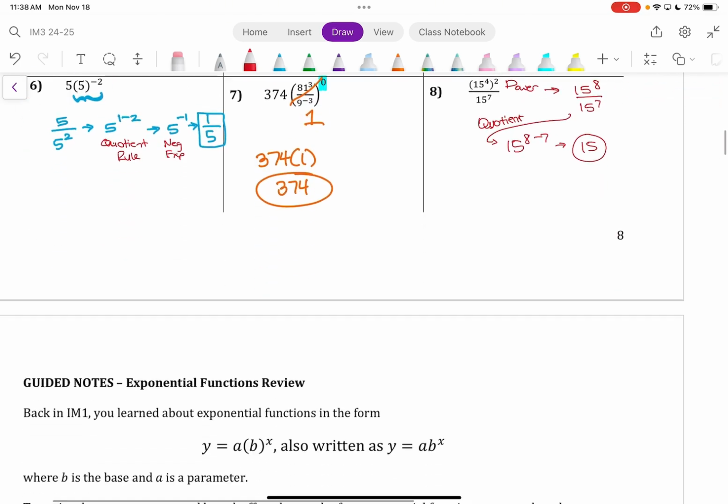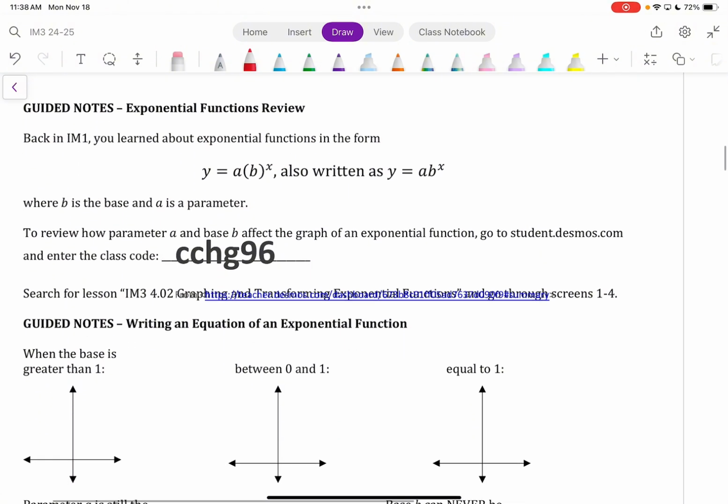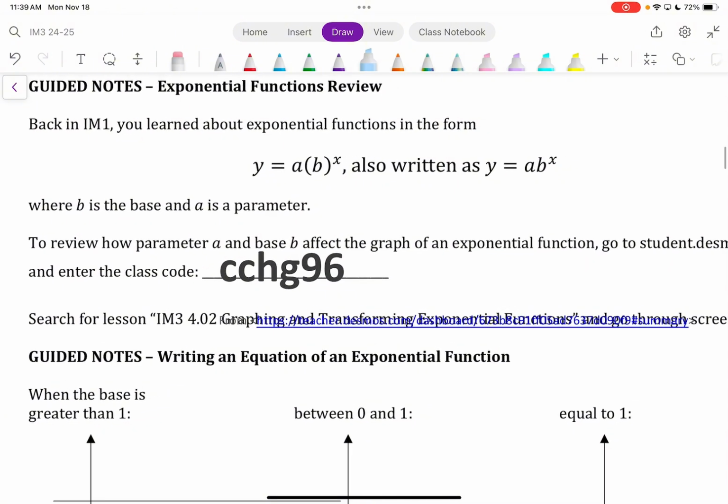All right, so let's move on then to some guided notes. Now, exponential functions is something you guys have seen before. It's something you guys learned in IM1. And you learned about it through just the basic graphing of it. This is the function that you've been exposed to, y equals a times b to the x. Sometimes it has parentheses, sometimes it doesn't. It does not make any difference.